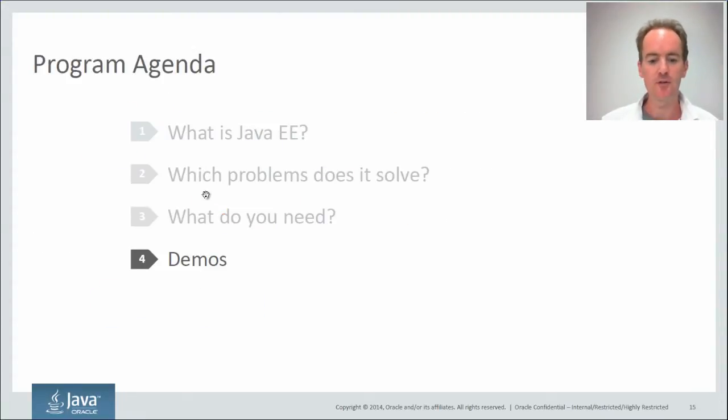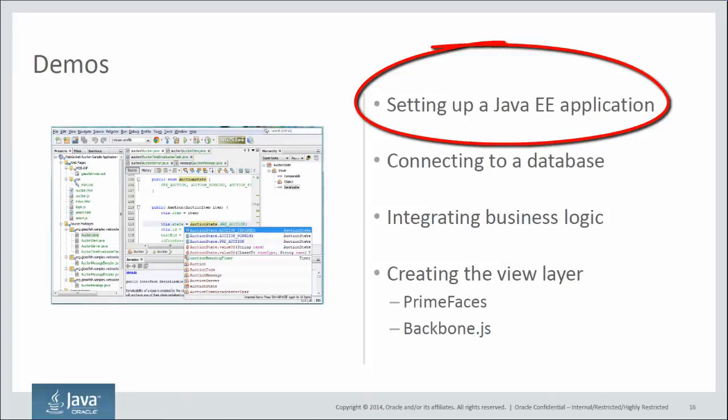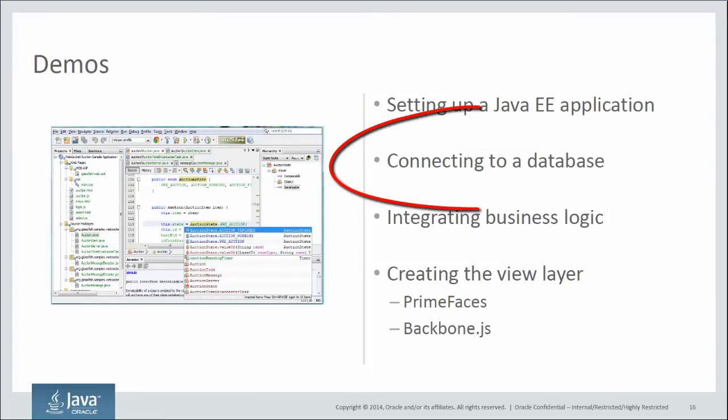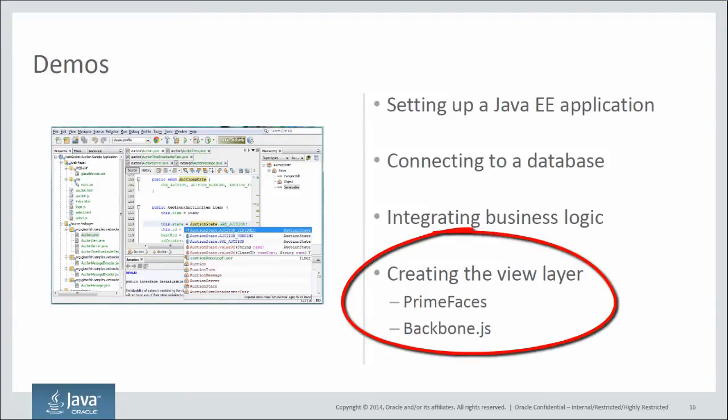In the demonstrations, we're going to look at a couple of scenarios. First of all, we're going to look at how to set up a Java EE application. Secondly, we're going to connect to a database from our Java EE application, using the standards and the specifications that relate to that. Thirdly, you're going to learn about integrating business logic into the application, so the middle tier in a three-tiered application. And finally, we will look at the view layer.